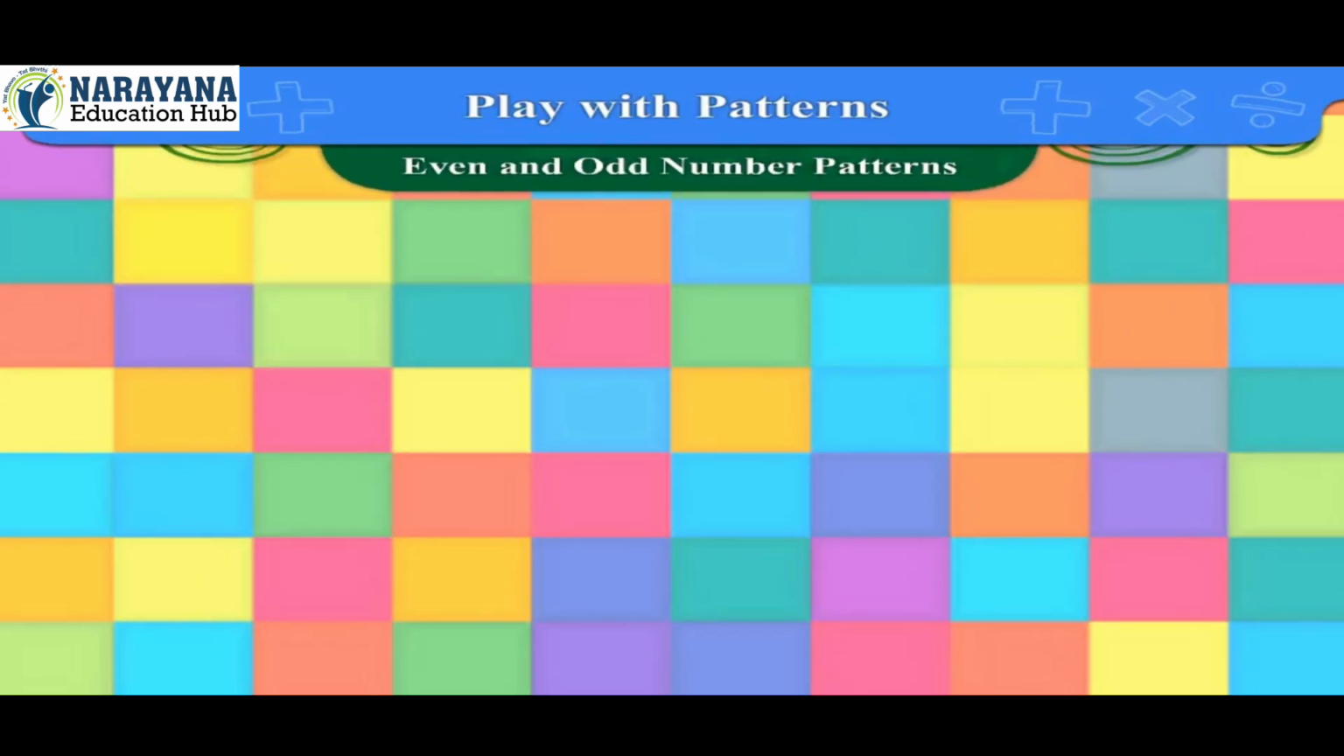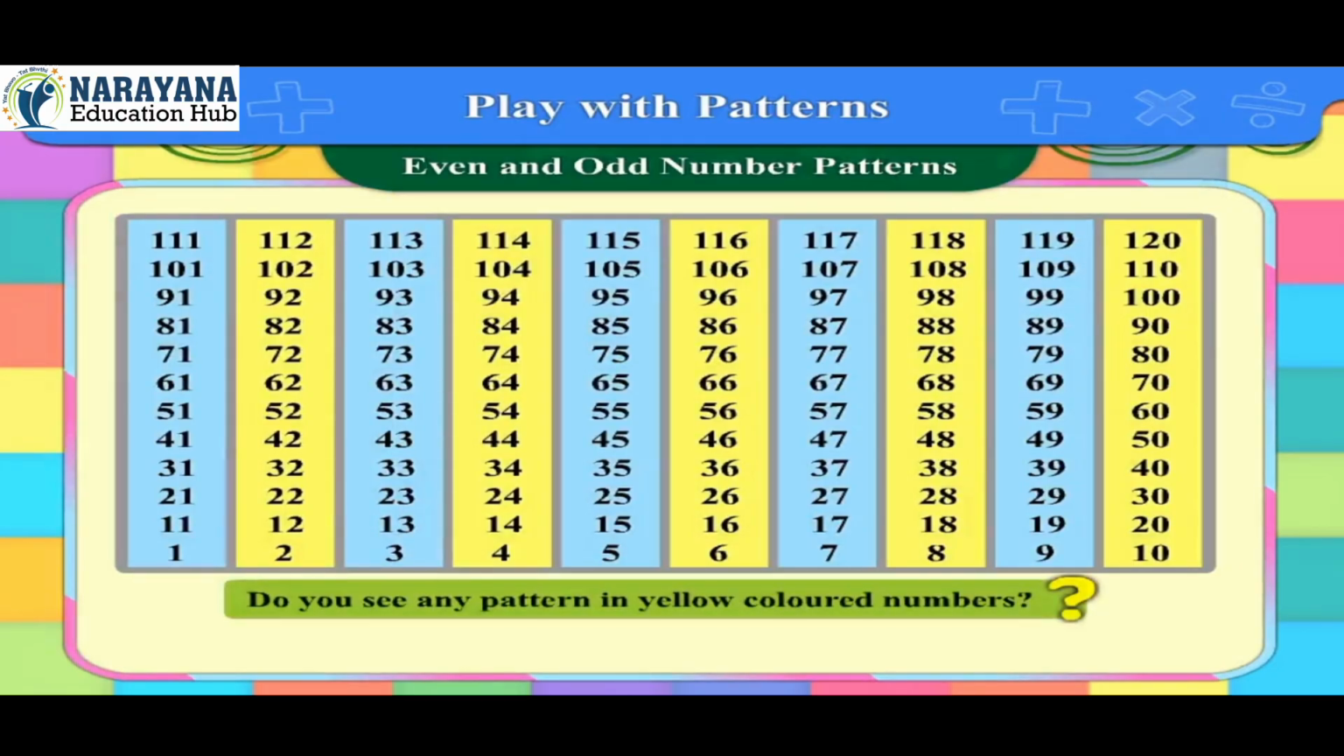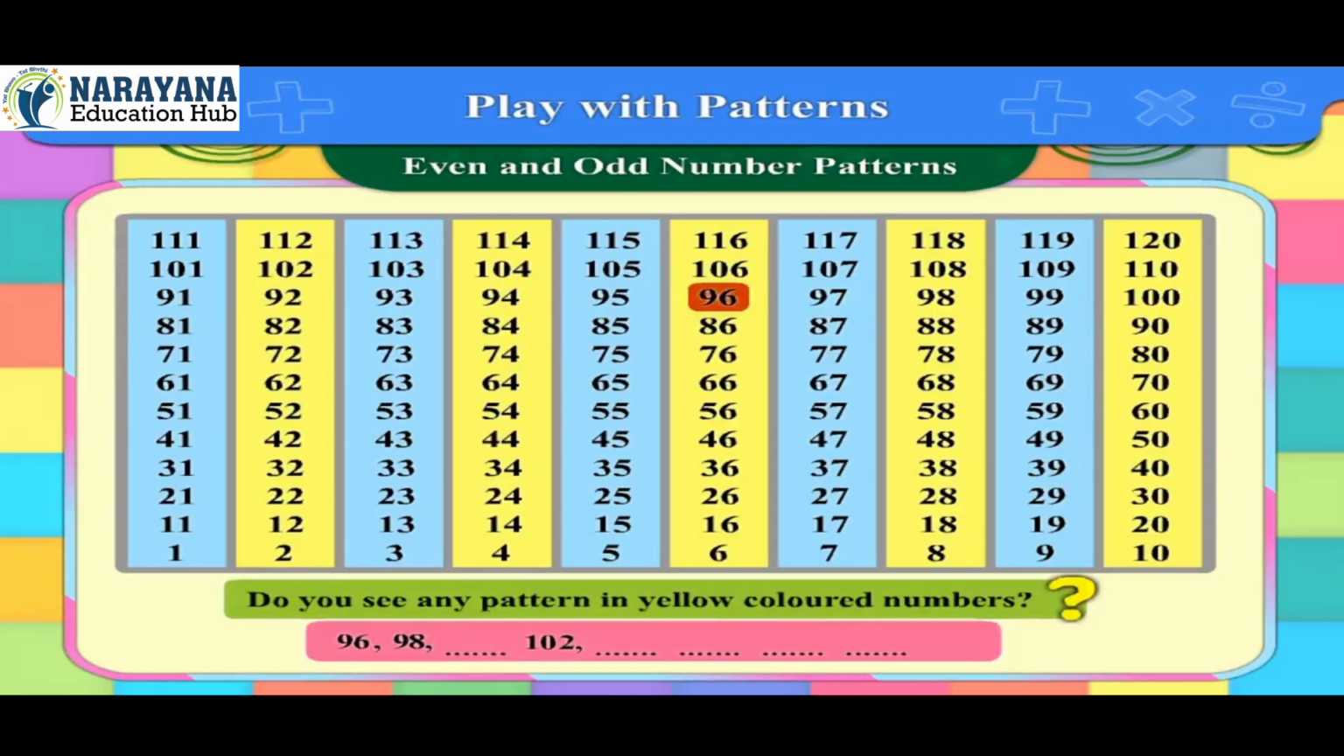Even and odd number patterns. In the given table, the numbers 1 to 100 are written. Half these numbers are written in yellow, whereas half these numbers are written in blue. Do you see any pattern in yellow-colored numbers? See 96, 98, blank, 102, and then blanks are given. Let's fill these empty blanks.